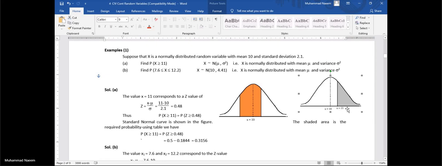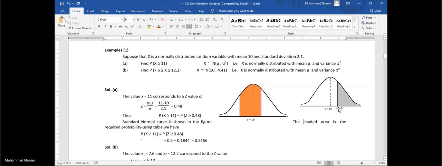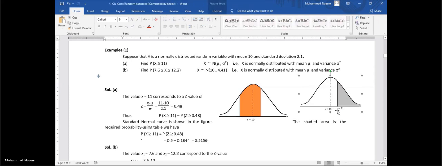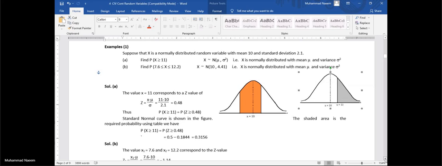So what is the procedure? We convert these points in terms of z. So here we have 0 and here we have 0.48. These are the points, not areas. Okay, now we find the corresponding area. This area will be from center to this point. This is the capacity of the table, because the table always provides area from center to this point, and this is equal to 0.1844, but we need this one. That's why subtract this tabulated area from 0.5. So this was the reason.